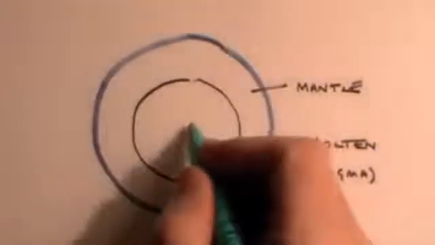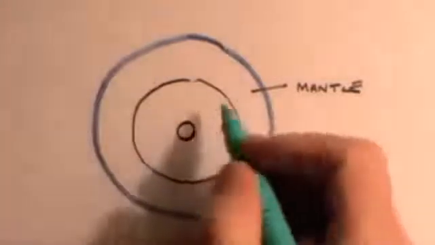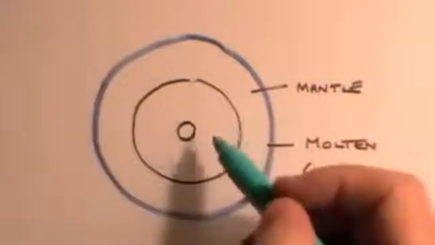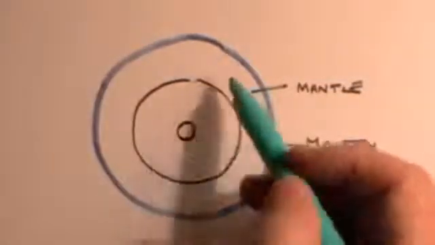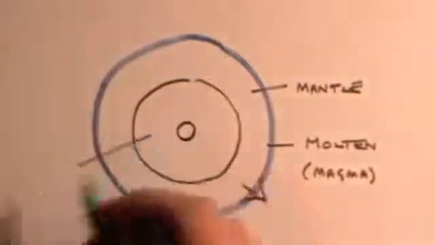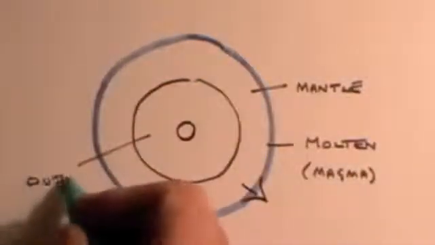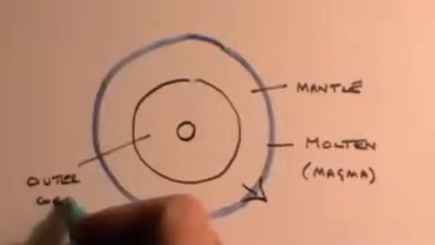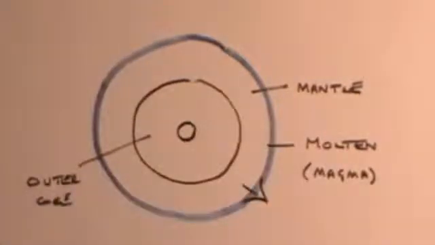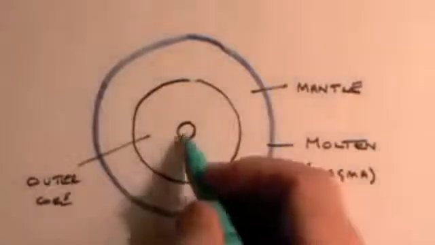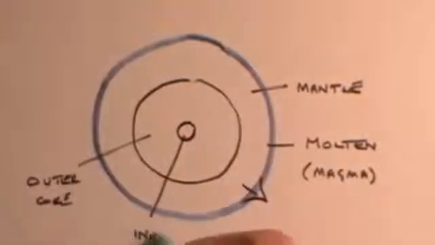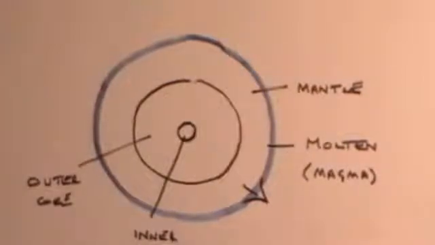Then there is a core and an outer core. So this is the mantle, this is the outer core, which is very hot, liquid rock, mainly iron but other rock. And in the centre you've got the inner core, which is actually solid, mainly iron.